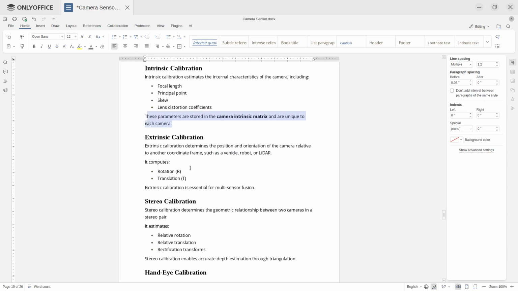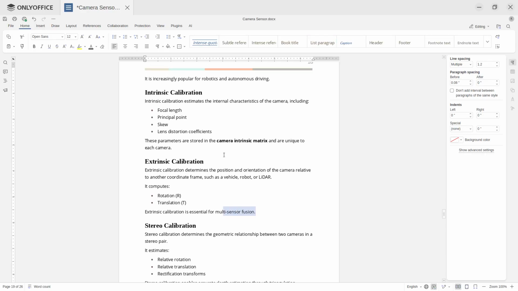Extrinsic calibration. Extrinsic calibration determines position and orientation of the camera relative to another coordinate frame, such as a vehicle, robot or LiDAR. Here with the LiDAR, it computes rotation and translation. Extrinsic calibration is essential for multi-sensor fusion.